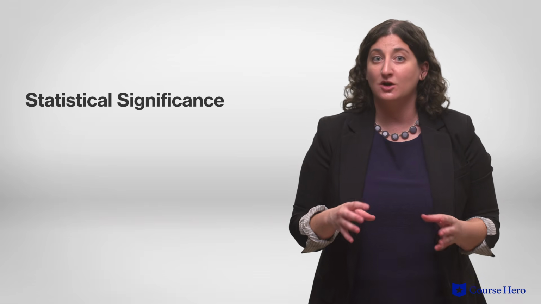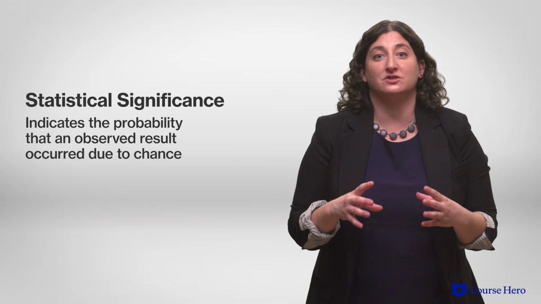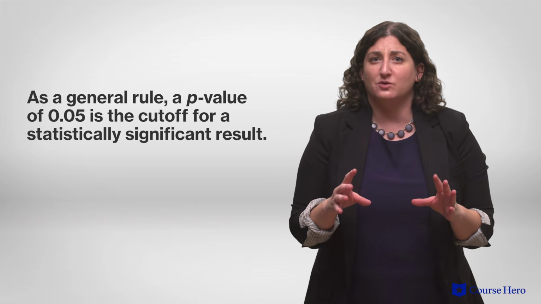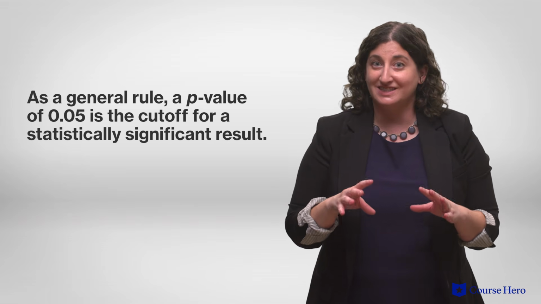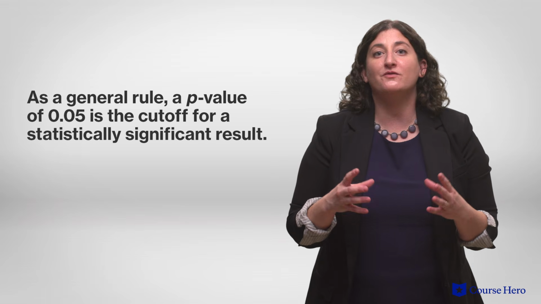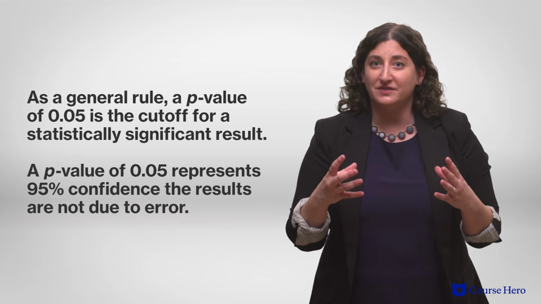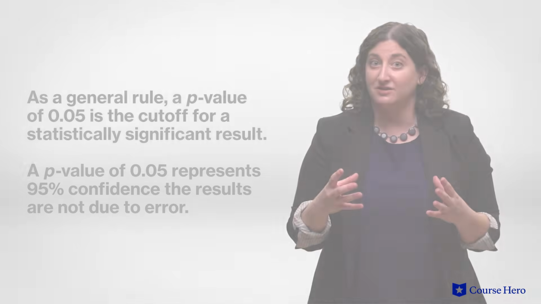How confident we are in the inferences that we make is determined by calculating statistical significance, which indicates the probability that a result occurred due to chance. As a general rule, a p-value, or calculated probability, of 0.05 is the cutoff for a statistically significant result. That 0.05 is equal to a 95% confidence that a result is not due to error.